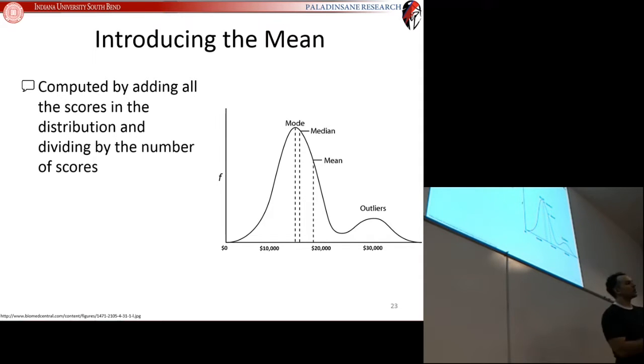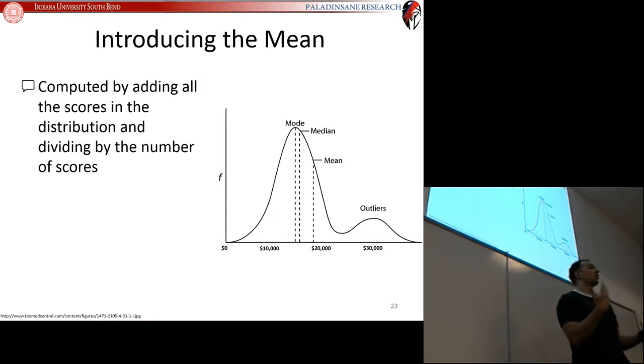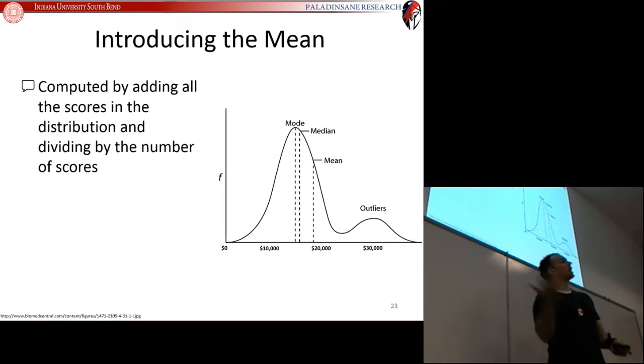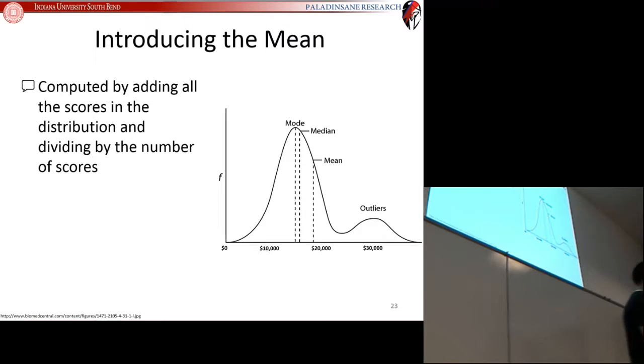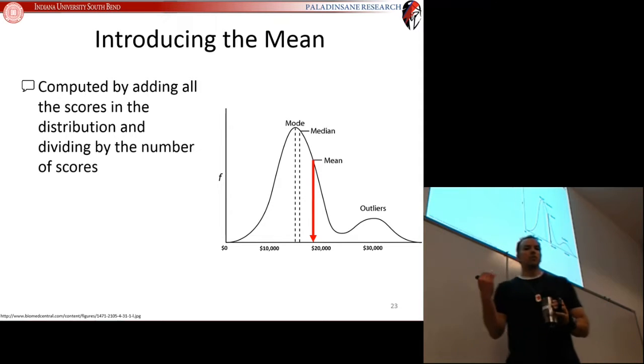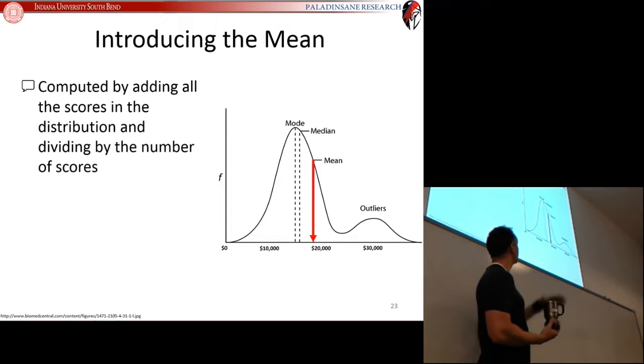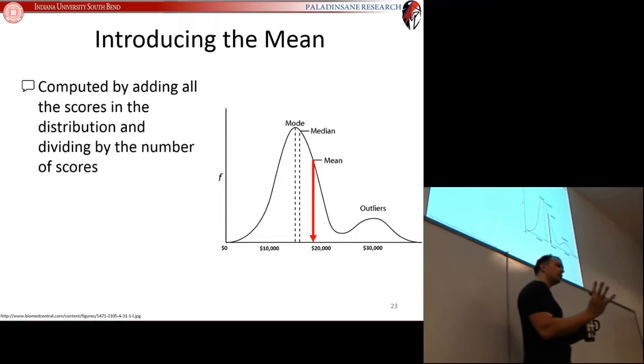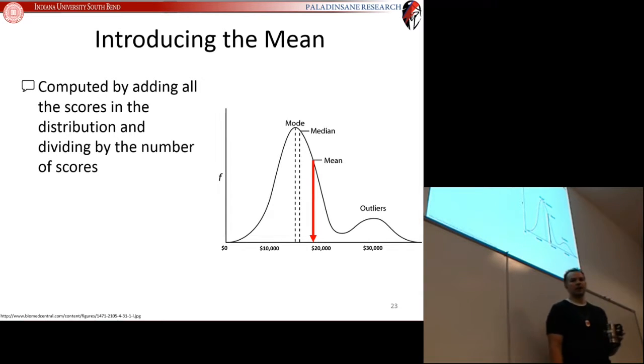So if you got 10 scores, you add them all up, you divide by 10. If you're taking 5 courses and you want to find out your average grade, you add up your grade for each course, you divide it by 5, that's the mean. In this case, the mean would be a score just under 20,000. So the mean in our distribution of funding there is just under 20,000.